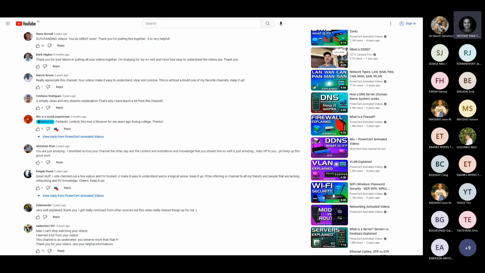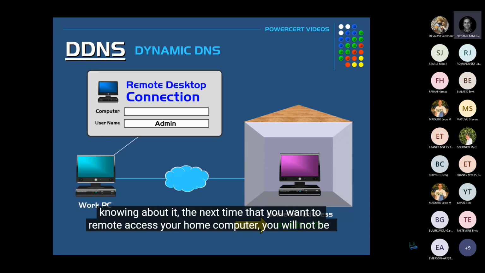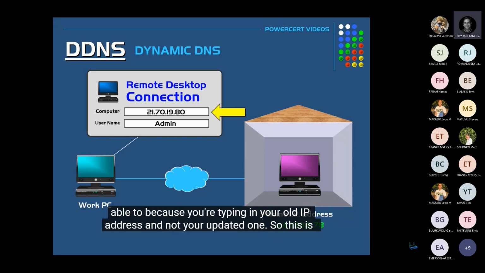So you already knew what the IP address was for your home because you either wrote it down or maybe you memorized it. However, since you have a home account with your internet service provider, your IP address is dynamic and it will change periodically. And if it changes without you knowing about it, the next time that you want to remote access your home computer, you will not be able to because you're typing in your old IP address and not your updated one.